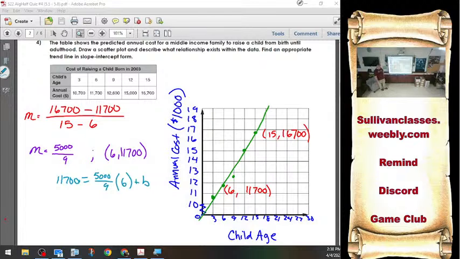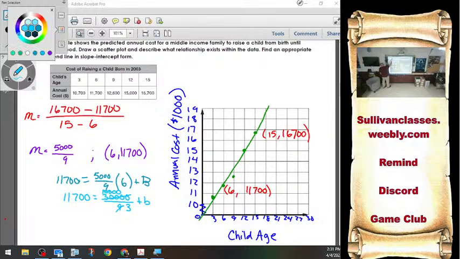I don't like that the 6's and the b's look too much alike. I'll make a big B. Multiply. 5,000 times 6 is 30,000 over 9 plus b, which can be reduced. Both are divisible by 3. I could call that 10,000 over 3.